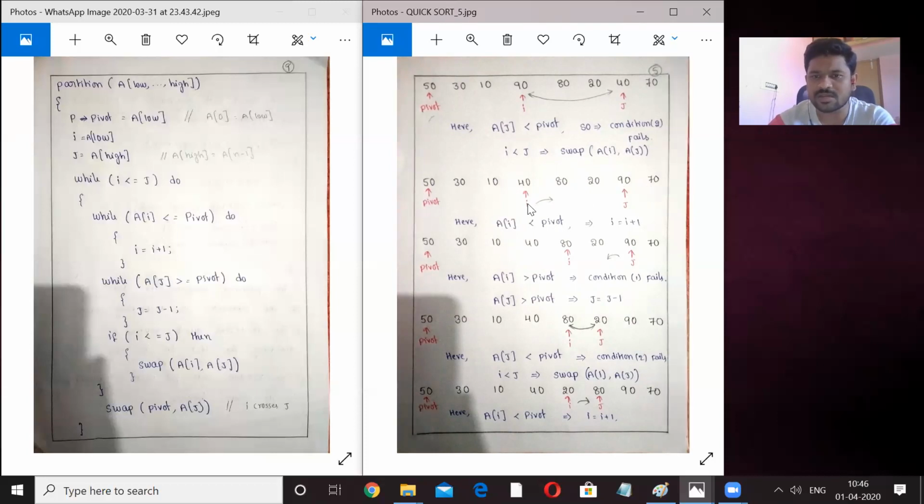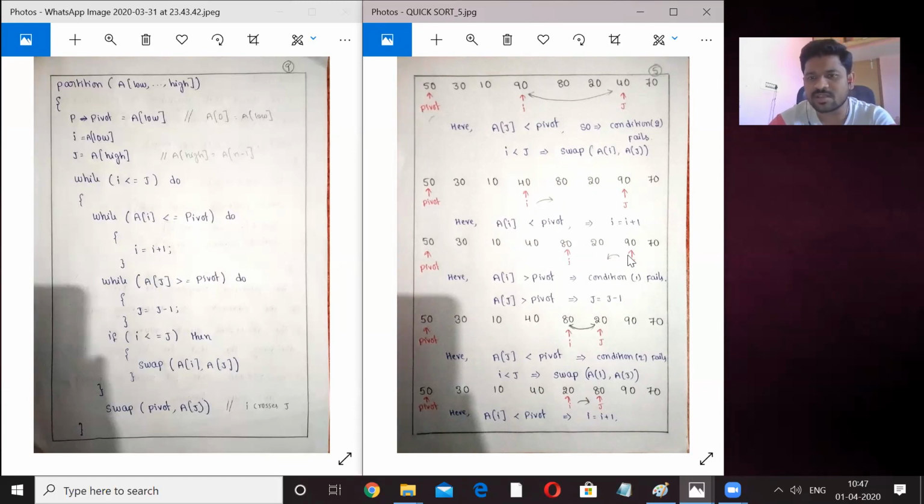Now I is located here and j is located here, so I need to start from the beginning. Here A of I is 40 and my pivot element is 50. So A of I is less than my pivot element, and I need to increment I. So I will be incremented to this position. Now A of I is 80 and my pivot element is 50, so A of I is greater than my pivot element. This condition will fail, so it goes to the next condition.